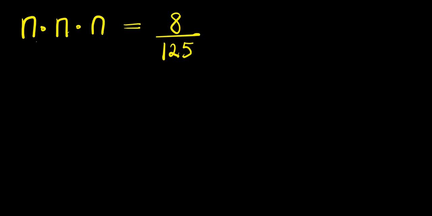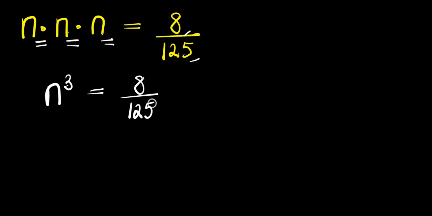Hello, how to solve this: n times n times n equals 8 divided by 125. Solving for all values of n that satisfy this equation. So n times n times n is n power 3, equals 8 divided by 125.